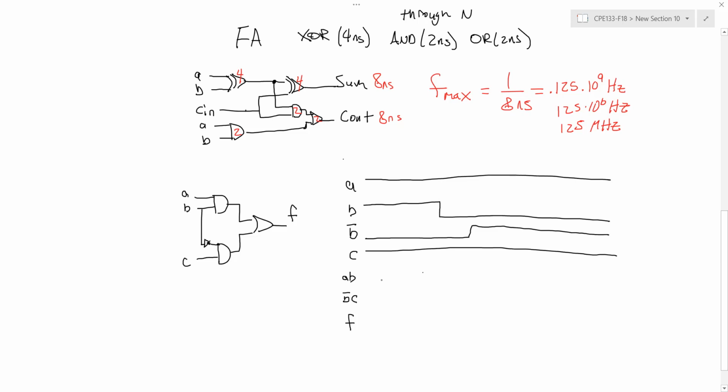After B goes from high to low, I'm going to see a change on the output of that first AND gate. Now the output of this second AND gate depends on B naught and C, the output of the inverter and the input C. So after this change, I have to wait an additional delay before I see the output. In this case, that output of the AND gate will be low until the output of the inverter, B naught here, goes from low to high. After some delay from that, I'll see that AND gate go high.